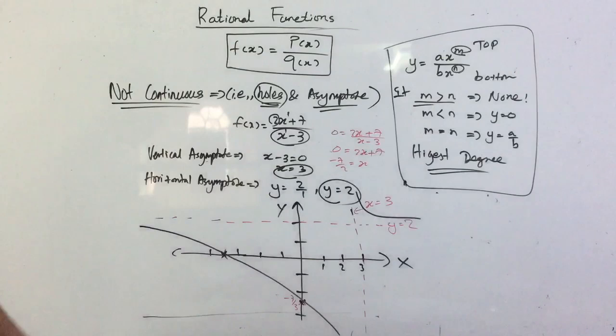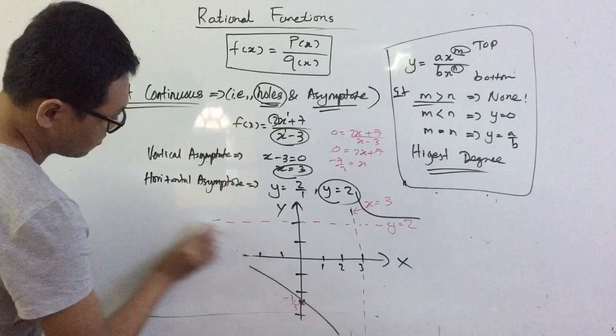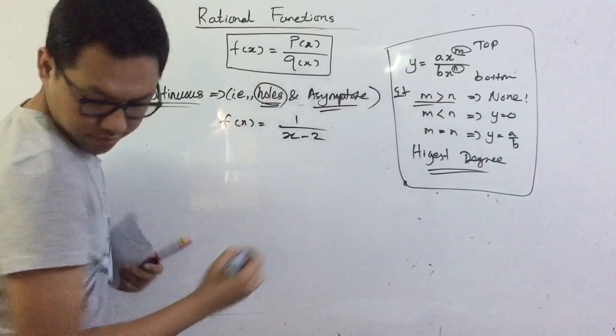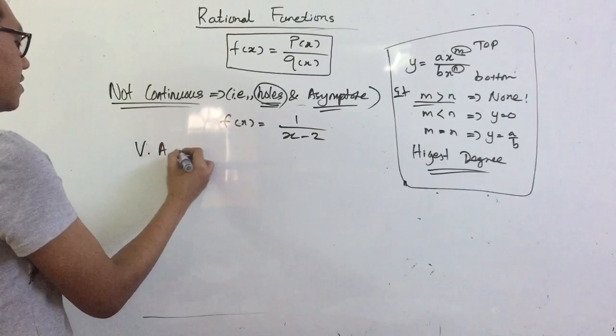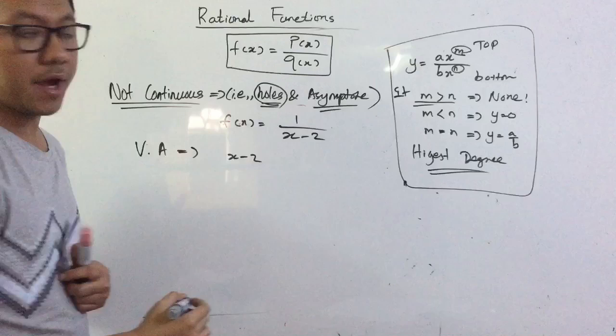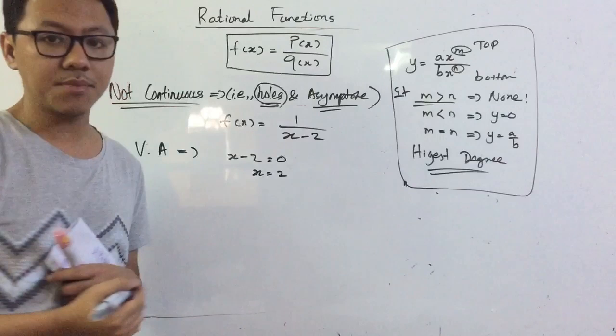Okay, let me show you another example. Let me erase this. I want to show f of x is equal to 1 over x minus 2. Okay, so this one. Let's find the vertical asymptote first. Vertical asymptote is when the denominator is equal to 0, right? So x minus 2 is equal to 0. So x is equal to 2, which is the vertical asymptote.